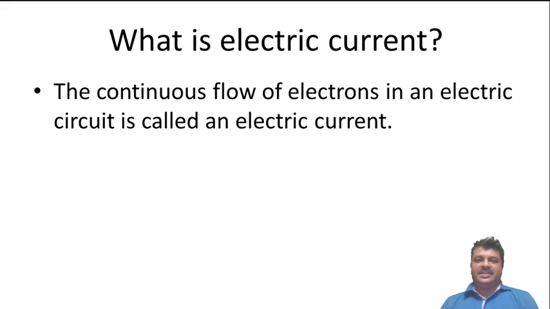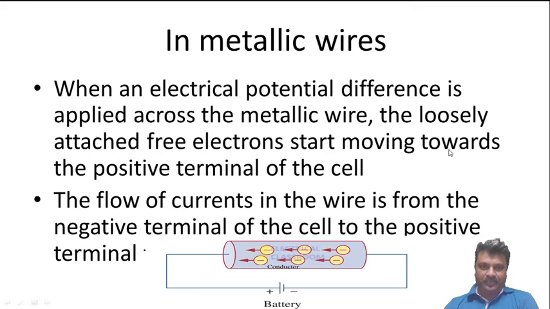What is electric current? Electric current is the continuous flow of electrons in the electric circuit. Okay, so if you have a circuit, if the electrons flow continuously from one side to the other side, you call this electric current.